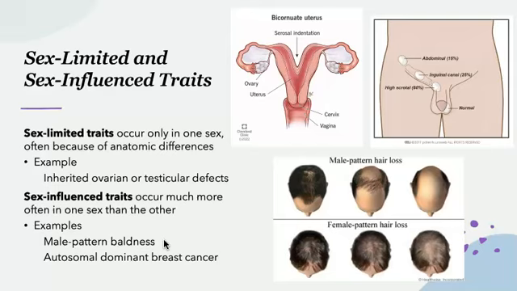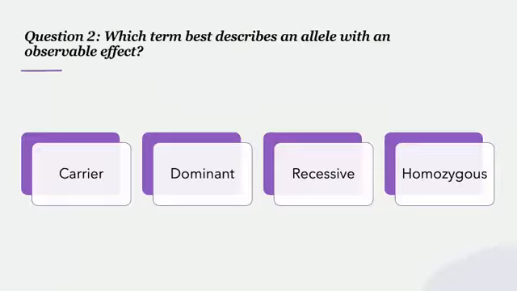So in males, the trait is dominant, so a single copy of the gene is going to lead to baldness, whereas in females, the trait is recessive. So we need 2 copies of the gene in order to have that trait expressed. Another example is autosomal dominant breast cancer, which is much more commonly expressed in females than it is in males.